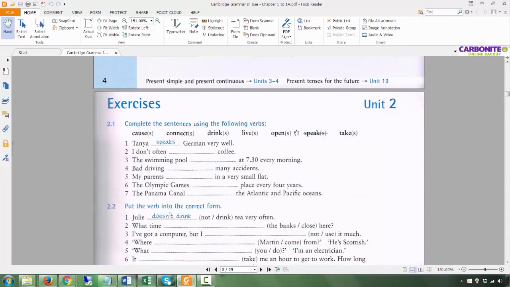Okay, your exercise here, 2.1, pick a word. Remember, again, don't put it in the present continuous, because this unit is testing your present simple tense, and then based on whether it is negative or positive, I don't think there are questions here. I think mostly it's positive, but this one, I don't often, that's negative. So just put it in the correct form. Don't think it's so easy.